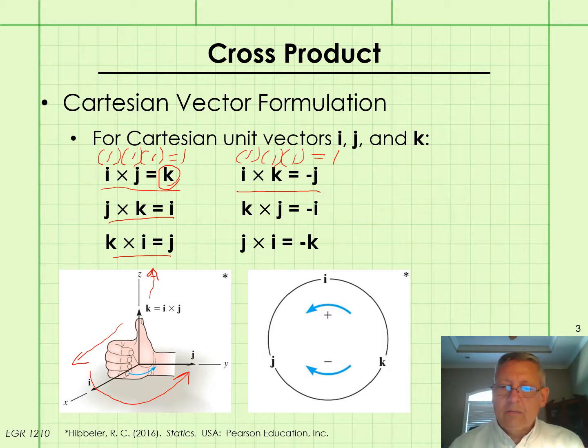And for the right-hand rule for i cross k, for i cross k, I'm going to extend my fingers down along i again, but this time position my hand so I can curl the fingers towards k, and you see that your thumb points in the negative j direction.